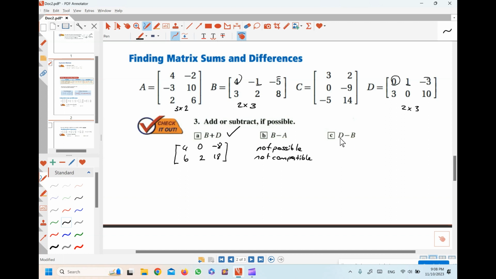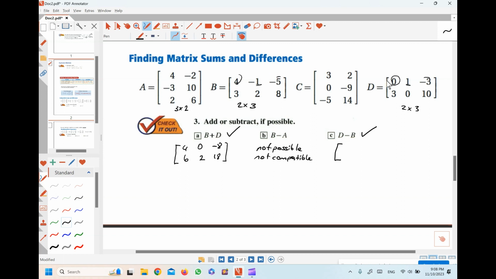Subtraction works the same way. D minus B. We already checked their dimensions. Since they are the same, we can do the subtraction. So let's do the subtraction then. D minus B. Be careful. B minus D is different than D minus B.